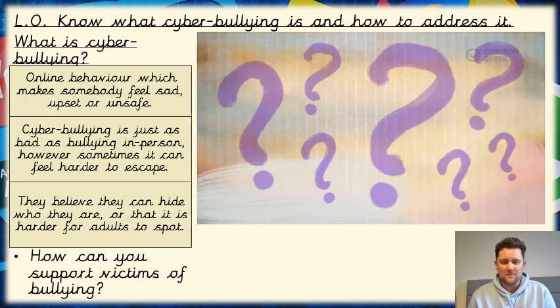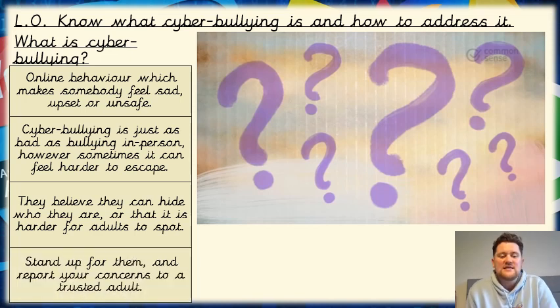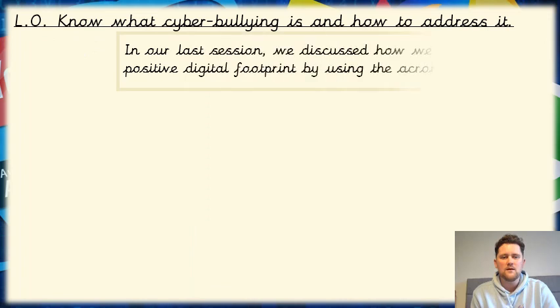Now, the final question: how can you support victims of bullying? My answer is, stand up for them and report your concerns to a trusted adult. The most important part of that is to report any concerns. If you think standing up for the person will put you in danger, don't get involved, but you should always report it to an adult you trust. But never join in with making bullying comments, because that will make you as bad as the original bully.